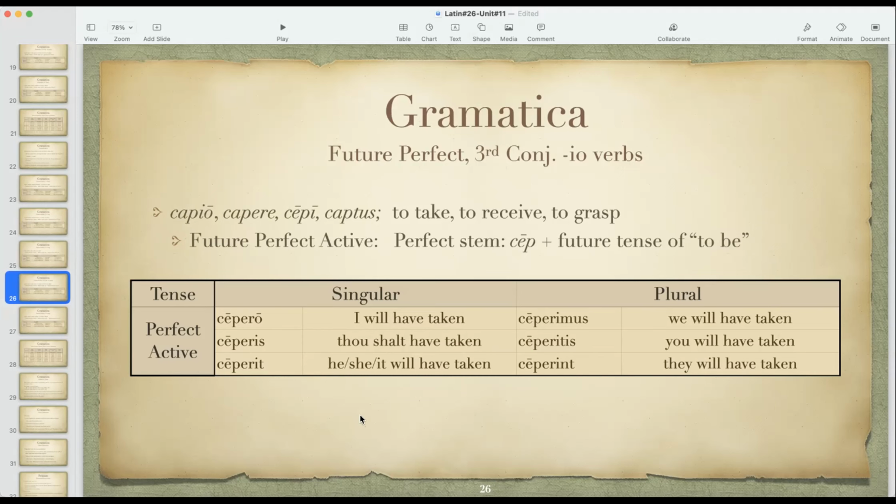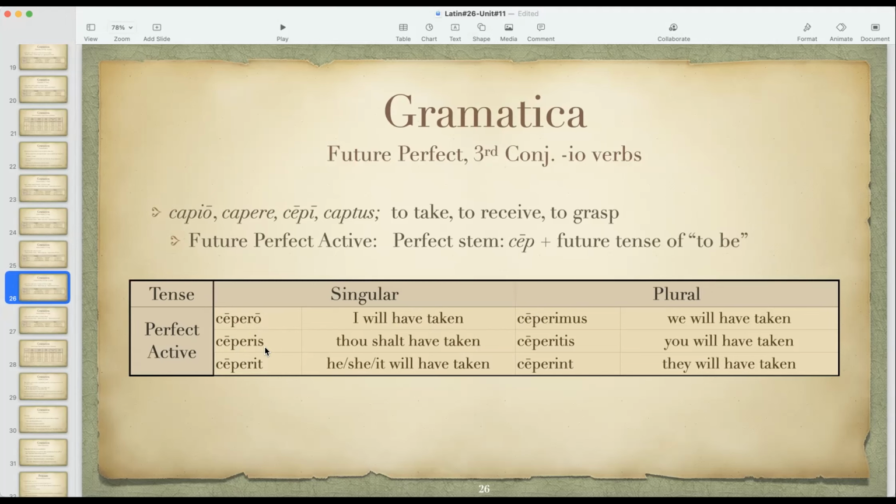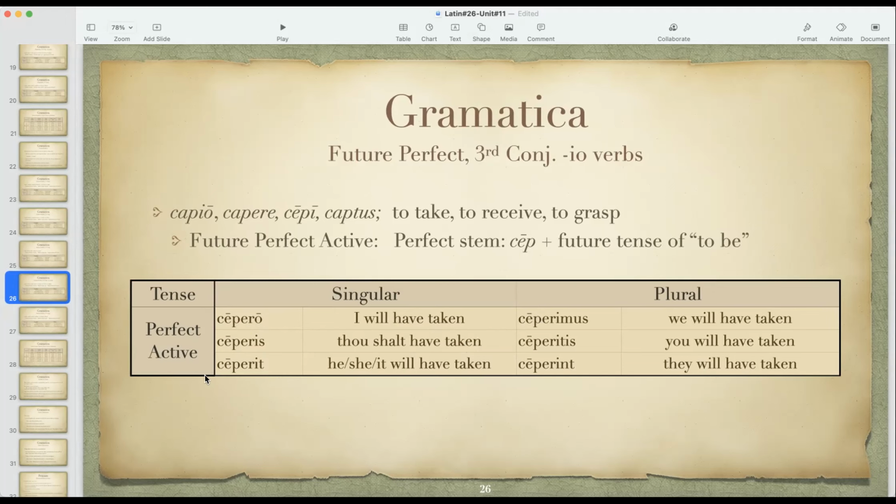So anyway, let's see, where were we? Chepero, I would have taken. It would have been interesting. Cheperis, thou shalt have taken. Cheperit, he, she, it will have taken. Cheperimus, I got to make sure I keep that short I. We will have taken. Cheperitis, you will have taken. And cheperint, they will have taken.